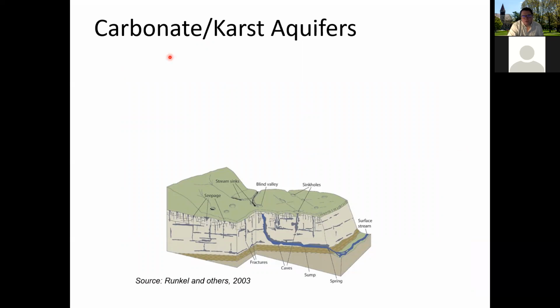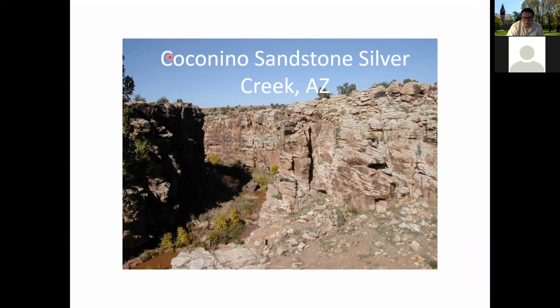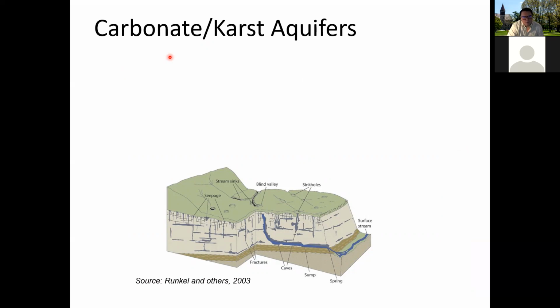The third type of aquifers, which are actually very important, I should have said this, sandstones. Along with sandstones, there are also important sandstone aquifers in Ohio, but the carbonate aquifers, particularly in the western half of Ohio and into Kentucky and up into Michigan, are really important. And these are called carbonate or karst aquifers.